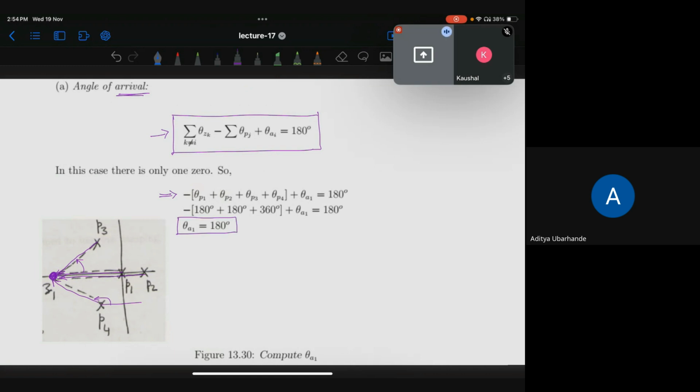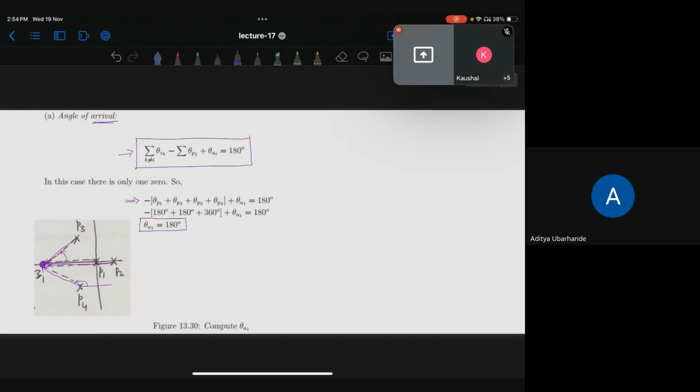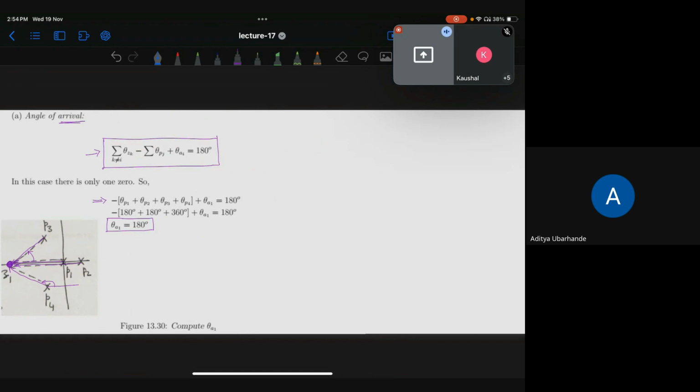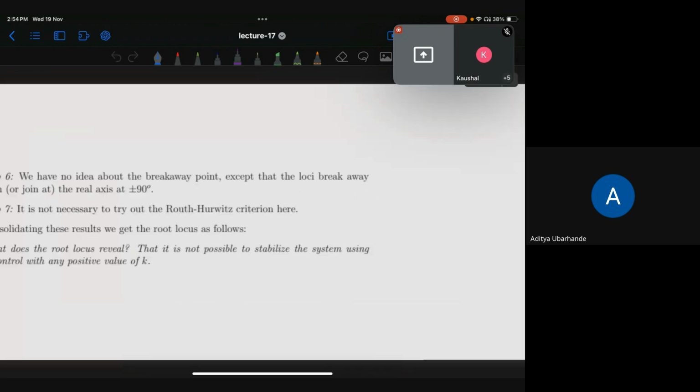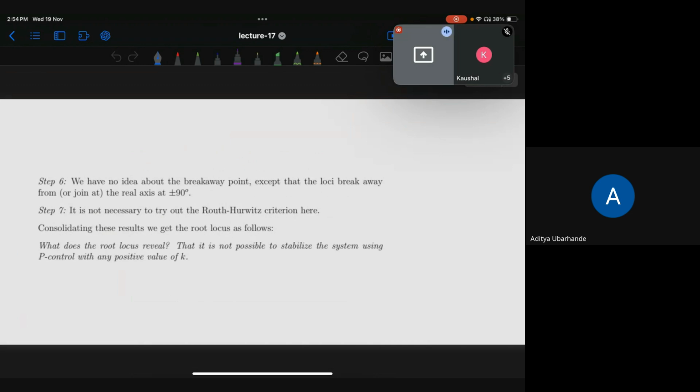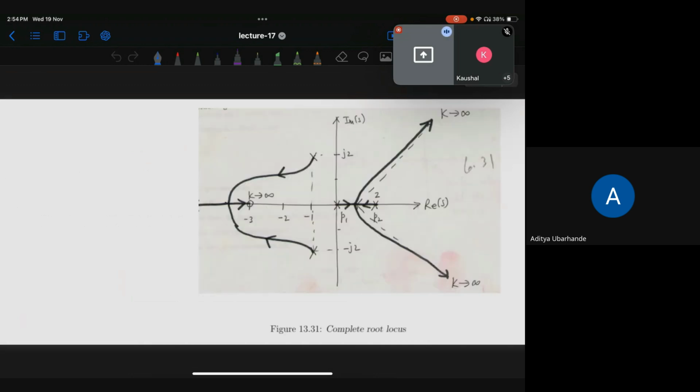So this problem I have already explained in the previous live session. So for more details, you can also see that, and I'll share the PDF file also. You can verify the angles. Okay, so that's why I'm going a little faster. So we have angle of departure and angle of arrivals. Okay, so then using those, you can draw the root locus.